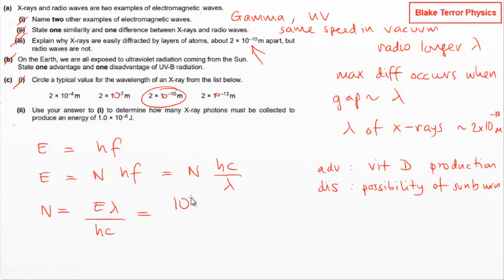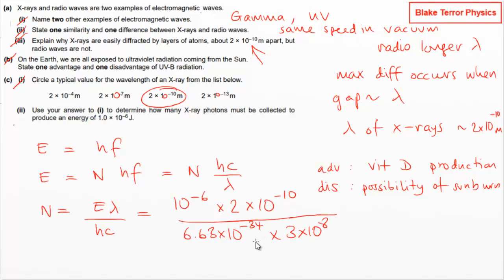So the energy we want is 10 to the minus 6. Our wavelength is 2 times 10 to the minus 10. Then we've got our Planck constant, which is 6.63 times 10 to the minus 34, and our speed of light, which is 3 times 10 to the 8. So what have we got in terms of all of our powers of 10? We've got a minus 16 on the top, then that'll make it minus 24, and then we've got a plus 10. So that is going to be 2 over, and we've got a 10 to the 10.